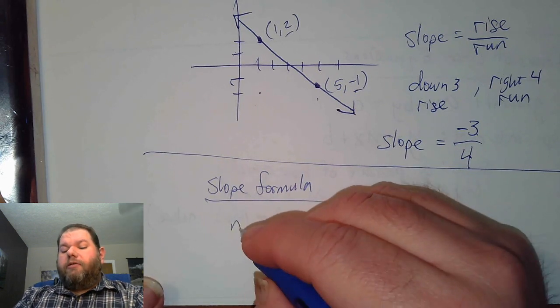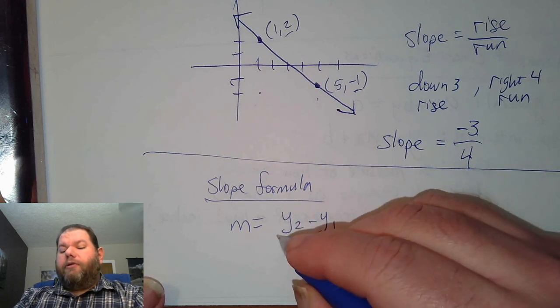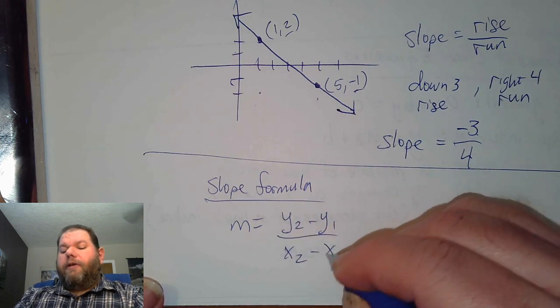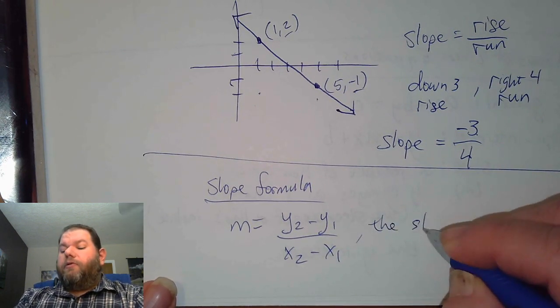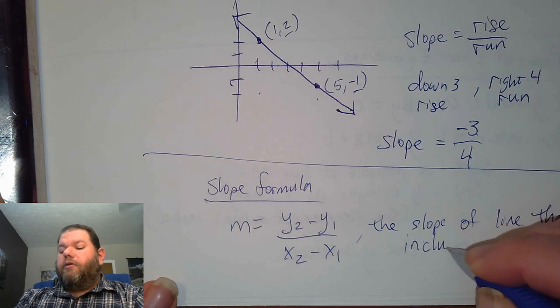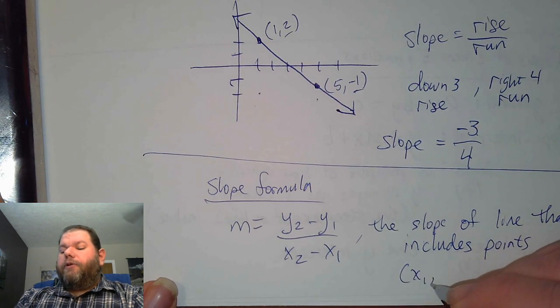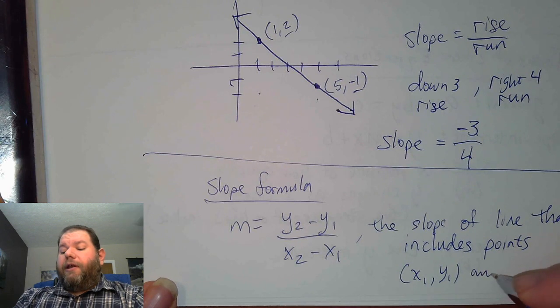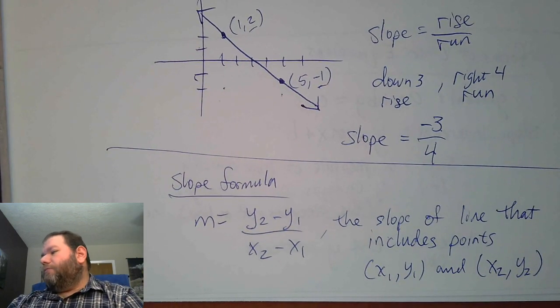Our slope formula, where m is our slope, is y2 minus y1 over x2 minus x1. This is the slope of the line that includes points x1 comma y1, our first point, and x2 comma y2, our second point.